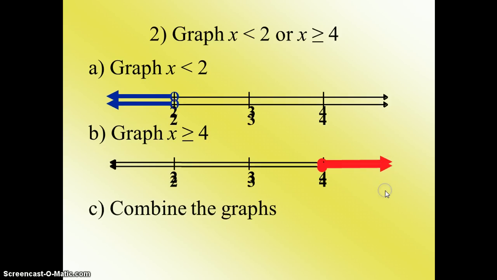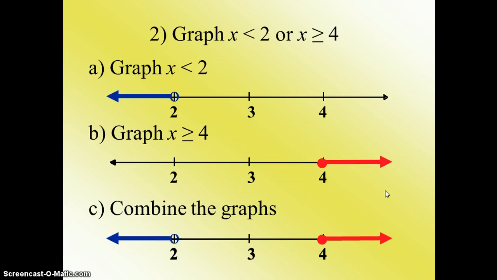Let's combine the graphs. Okay, now if you notice, there's a significant difference here on the "or" problems versus the "and" problems. There's no overlap between the two graphs. So our solutions are going to be both of these. This "or" combines, it is a union. That means we're combining these together, so you can be either this graph or this graph. There's not going to be an overlap there.